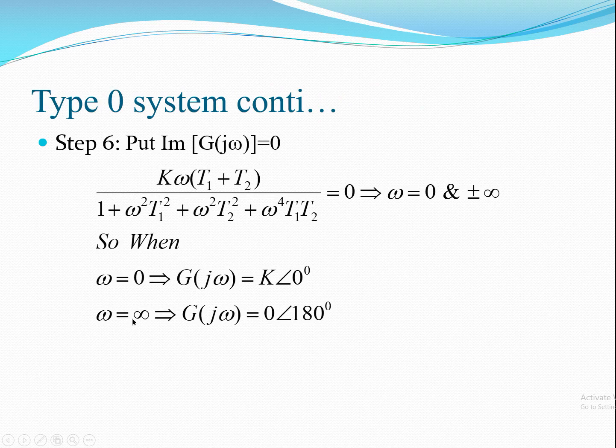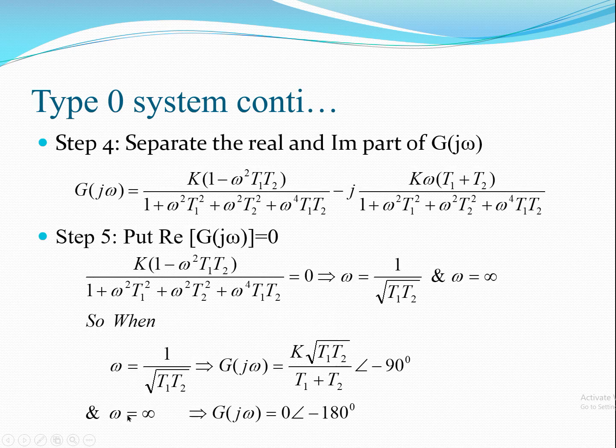Similarly, if I am putting infinity, I will be getting 0 at angle 180. Okay, what does this indicate? It gives the frequency at which it intersects your real axis. Okay, at which value? K and 0. If omega is equal to 0, it will touch at k, and if omega is equal to infinity, it will touch at 0.